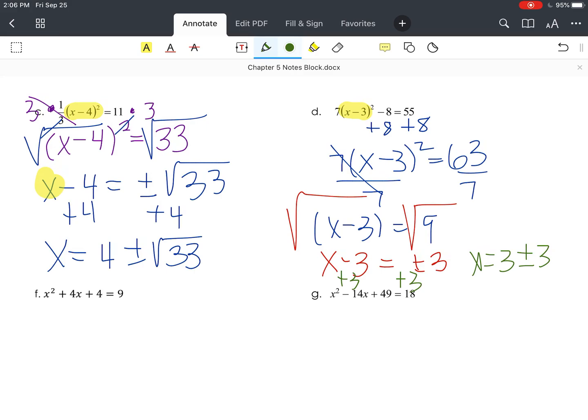Before, in all of my examples, I had a square root at the end, so I couldn't simplify. But this time I can. I actually know what 3 plus 3 is. 3 plus 3 is 6, so that's going to be one of my zeros, or my answers. 3 minus 3 is 0, so those are going to be your 2 answers. So again, you could simplify.